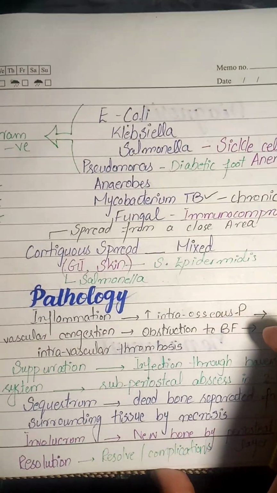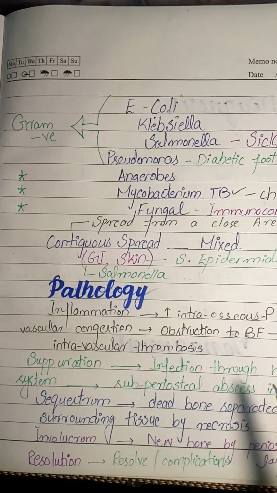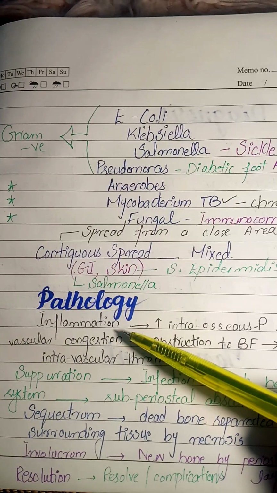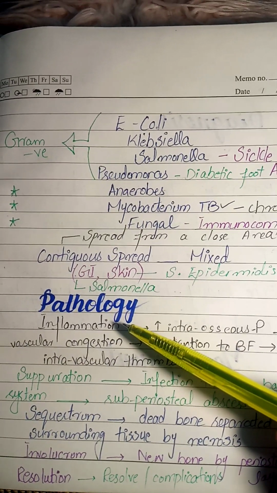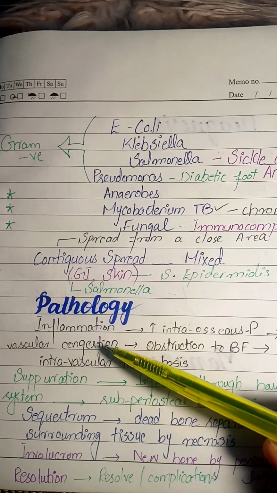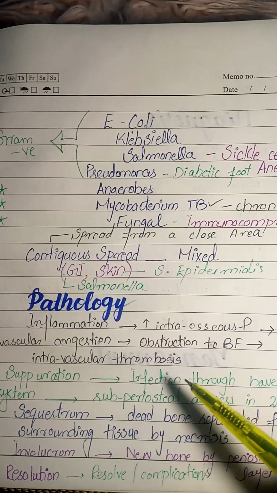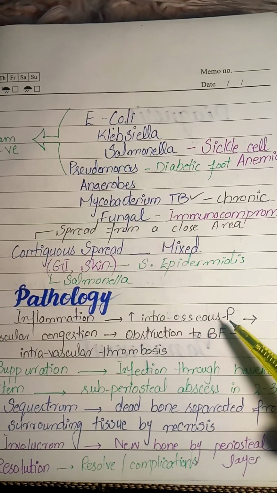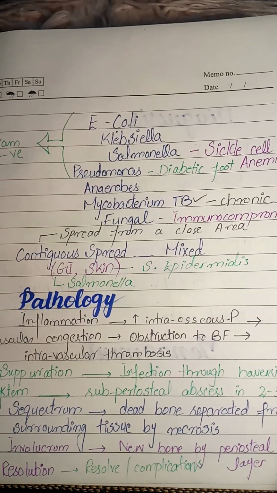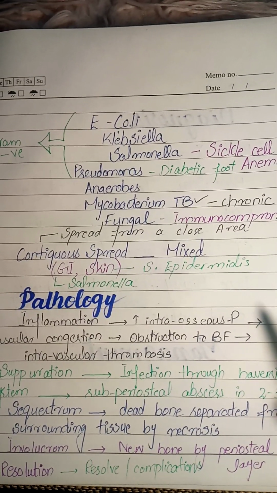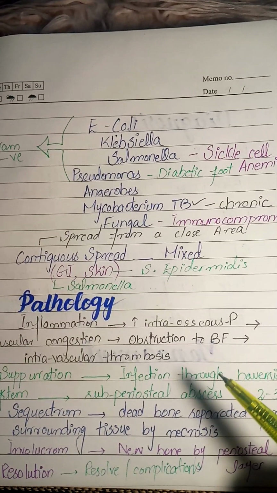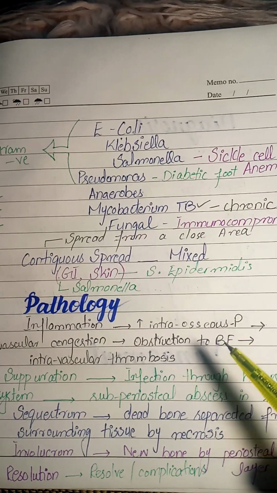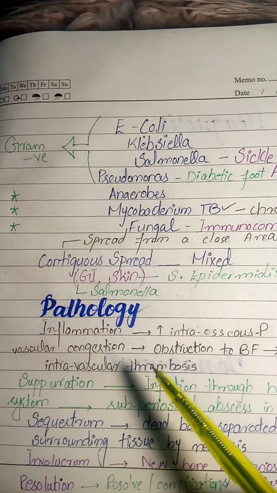Now we will talk about pathology. In osteomyelitis, when there is inflammation of bone marrow, it will result in vascular dilation, and then vascular dilation or vascular congestion will cause increase in intraosseous pressure, and that increase in intraosseous pressure will cause obstruction to blood flow, and when the blood flow gets obstructed, it will cause stasis of blood, resulting in formation of intravascular thrombosis.